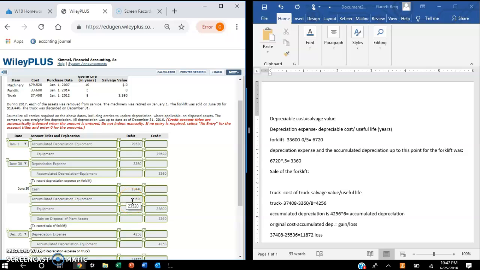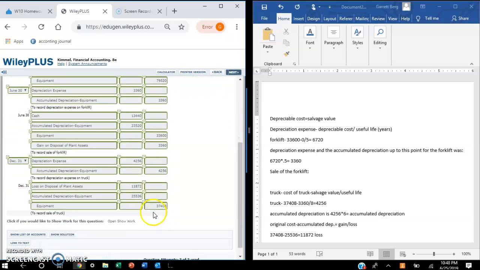Now we need to find if that was a gain or a loss, which we do by taking the cash we earned plus the accumulated depreciation, which is 23,520. That equals 36,960. Then we subtract the original cost of the equipment. If you do the math real quick, it's 3,360. So we actually made 3,360 off of selling that forklift. Not a bad sale.